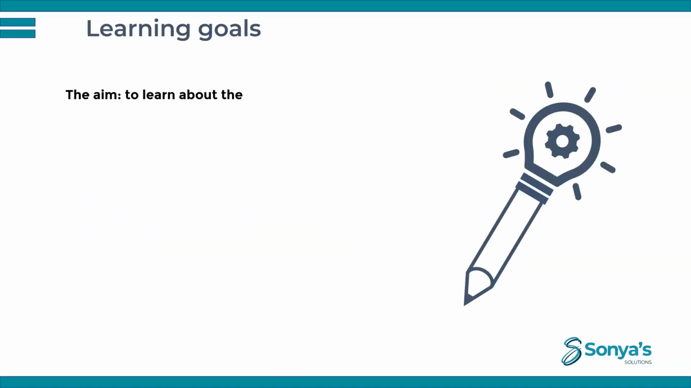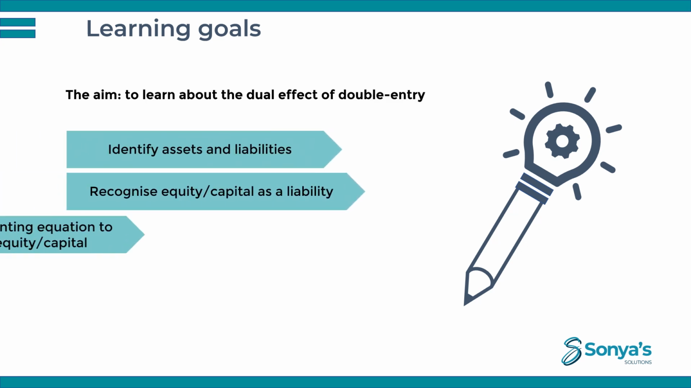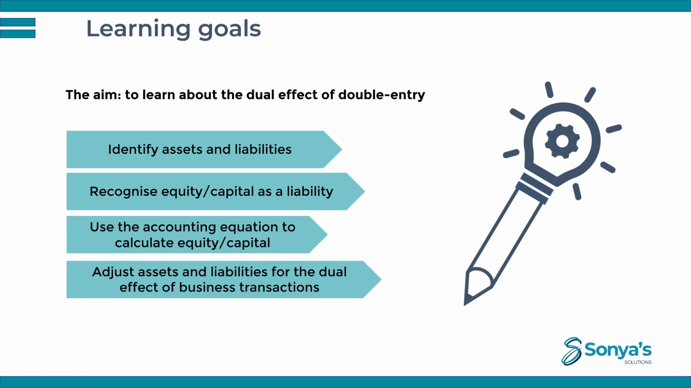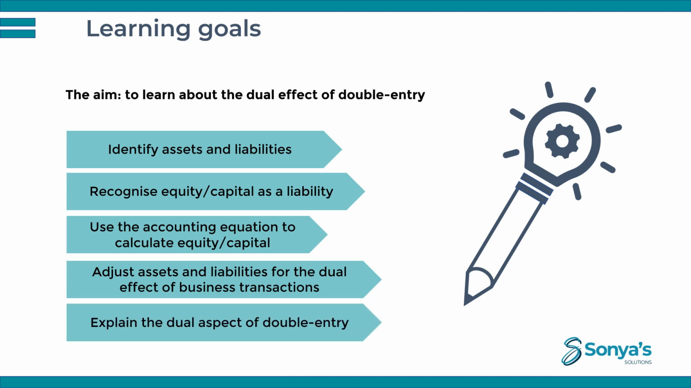In this lesson, the aim is to learn about the dual effect of double entry. The first 3 learning goals are repeated from the previous lesson. In this lesson, we will be adjusting assets, liabilities and equity, and using the accounting equation to explain the dual effect of double entry.